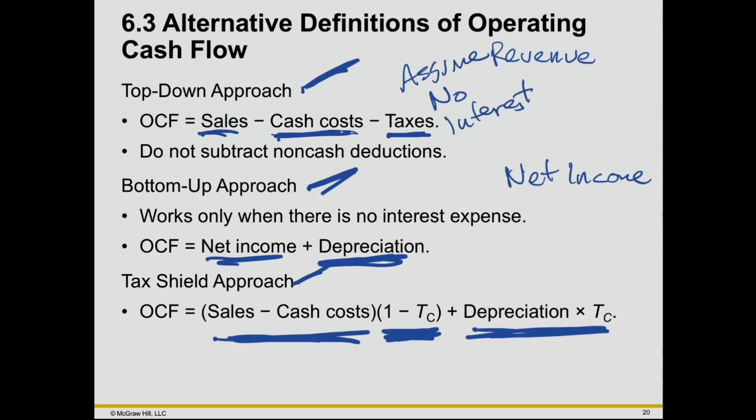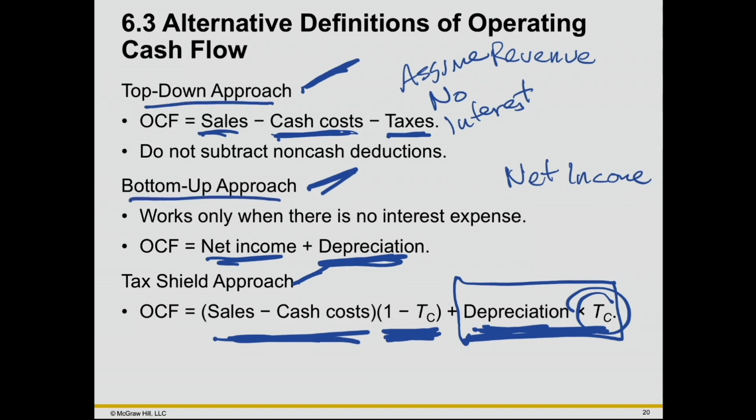That shows us how much depreciation is bringing to the table, because it's the amount of the depreciation times the corporate tax rate. That's how much tax we're saving. It's how much tax we didn't have to pay out because of depreciation. So we're adding that back in. So these three techniques, they all end with exactly the same operating cash flow. If they don't, you've done something wrong. Or maybe you've got interest in there and you haven't accounted for that, right?